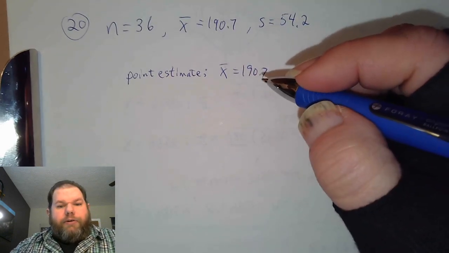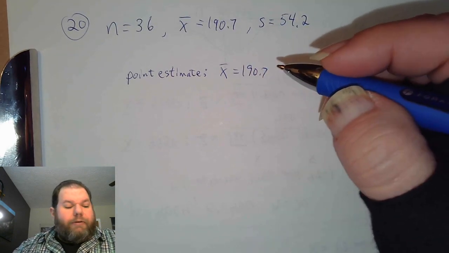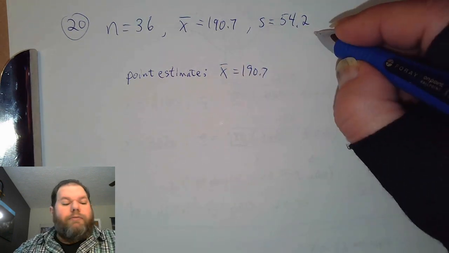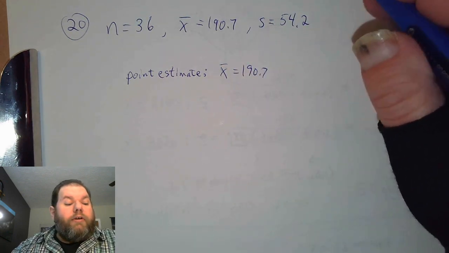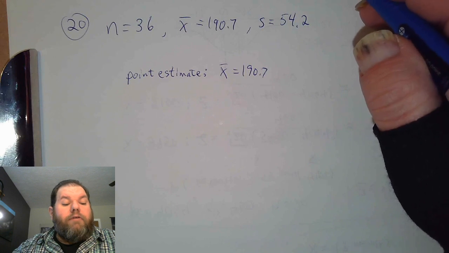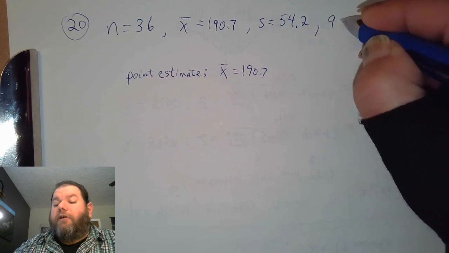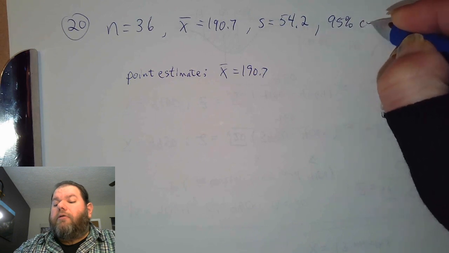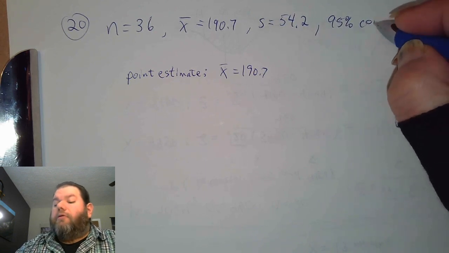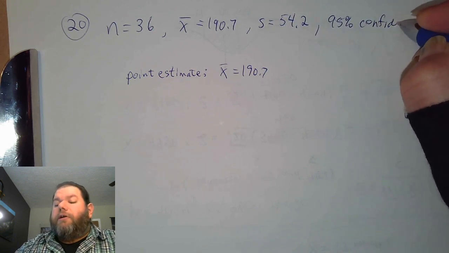I think it's kind of a silly question because, anyway. Now, estimate the true mean for the population of the growing season with a 95% confidence interval? So now we're in chapter 9.